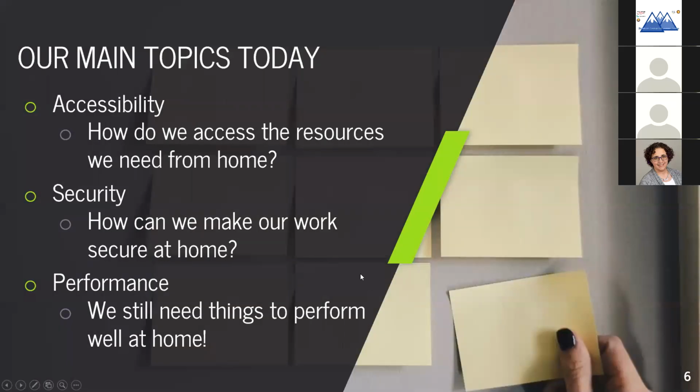Our main topics today: we're going to be talking about how the cloud can help you out with any level of GIS that you're doing. We're going to break that down into three major topics: accessibility, security, and performance. How do we access the resources that we need? How do we make those resources work when we're pushing things out? How do we make that secure at home? And how do we have the type of performance we want at home, right?